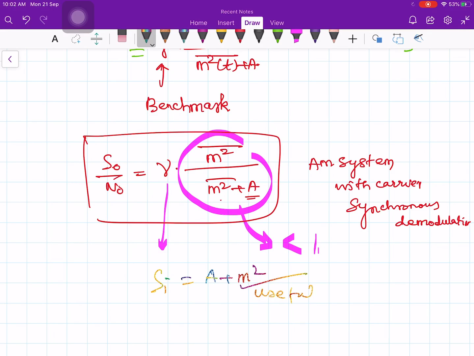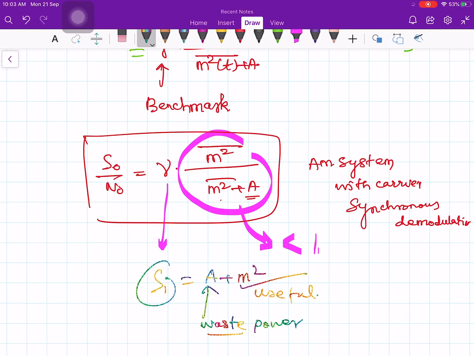And what about this guy? Waste of power, useless power. Okay, part of this SI is carrier power and part of this SI is power in the message. Therefore, you lose in terms of performance.